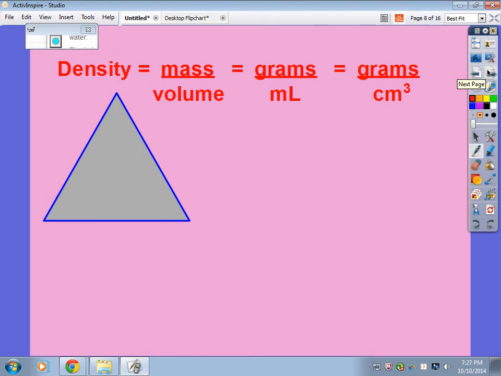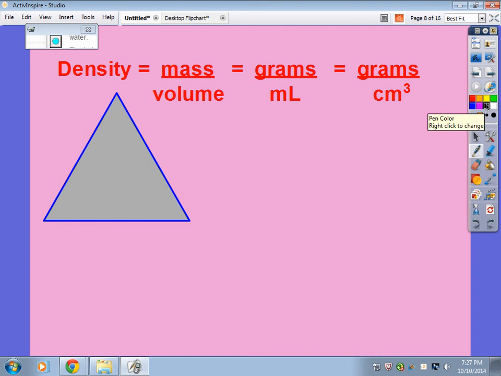So this right here is the equation you're going to use. And you're going to use this when you do your worksheets. So I'm going to go ahead and do three problems. And those problems are number three, number four, and number six, okay? And then you're going to base the rest of your work on this. So density is mass over volume, and we measure density in grams per milliliter or grams per cubic centimeter.